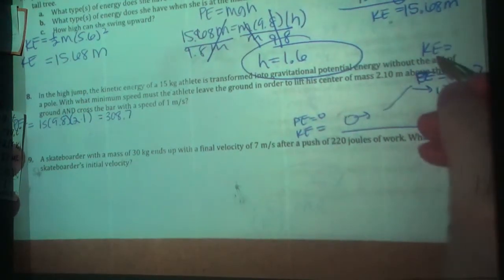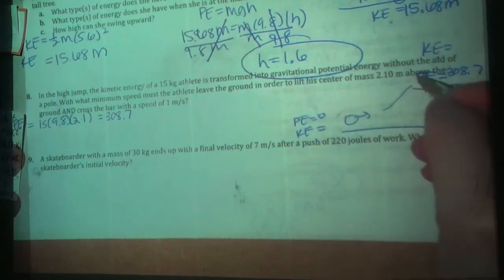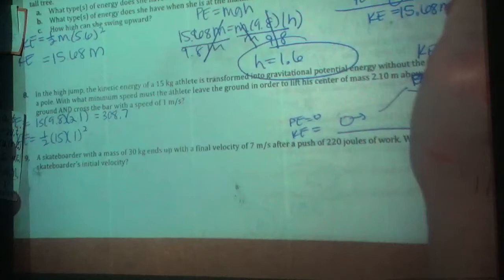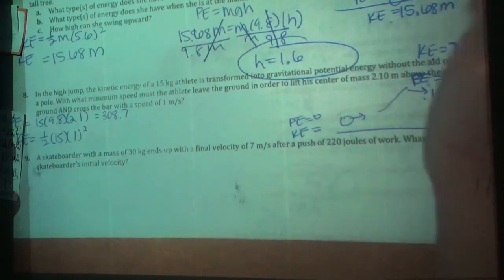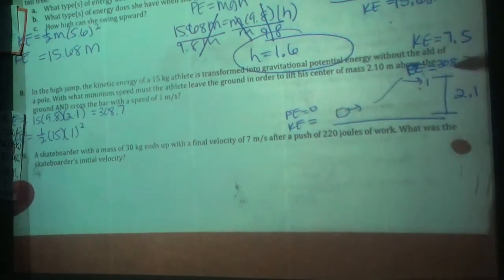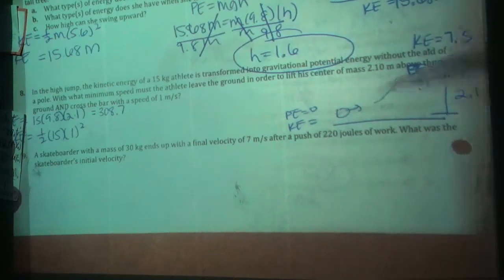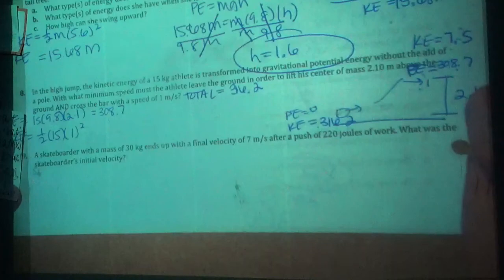And then I still need some kinetic, because it can't be just stopped at the top. It needs to still be moving at 1 meter per second. So 1/2 mass of 15 times 1 meter per second squared gives me a kinetic energy of 7.5. So I need this much potential and this much kinetic at the top, so I need to find how much kinetic I need at the bottom. Well, total energy is conserved, so my total energy here is just the two of them together, which is 316.2. So that's how much kinetic I need at the bottom, because potential is 0 there.